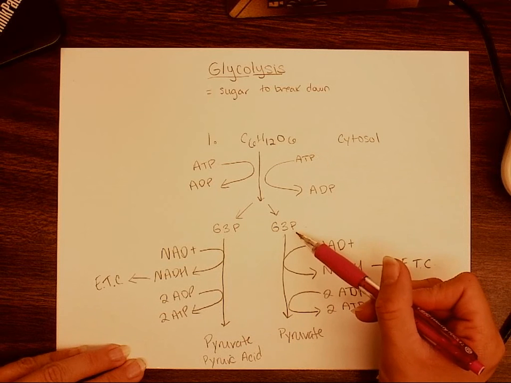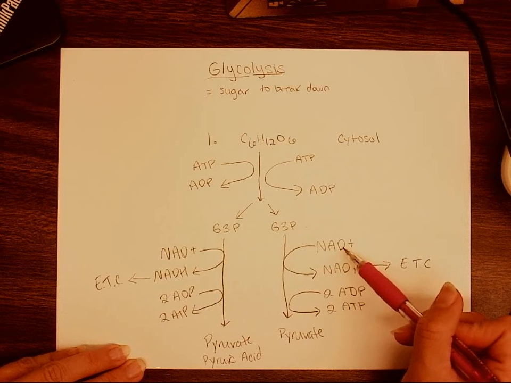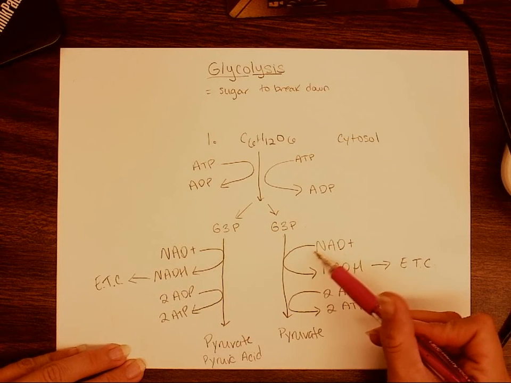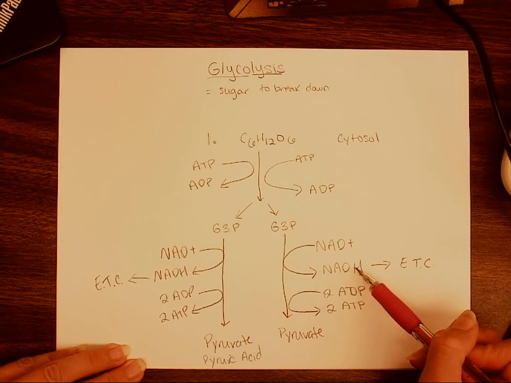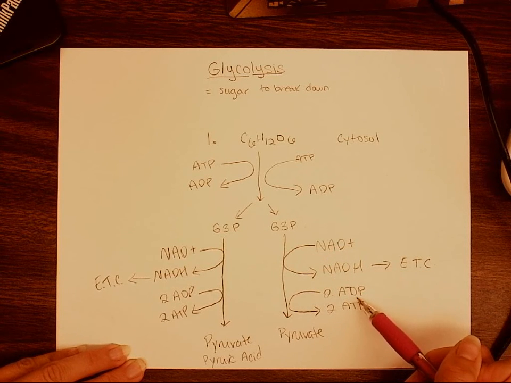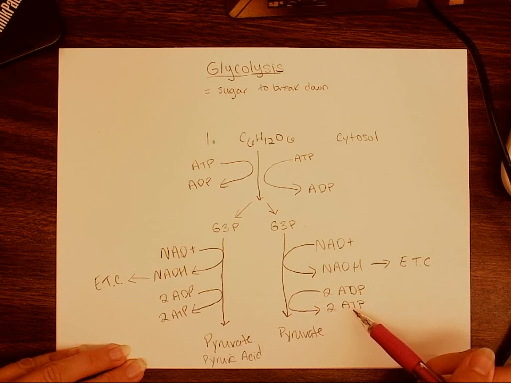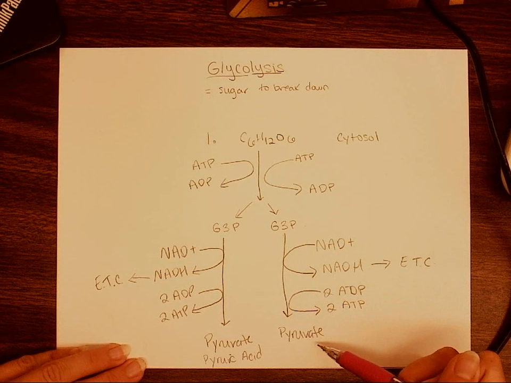Both of these G3Ps are going to be broken down in the same way. NAD plus is going to be our bus driver. It steals electrons off a G3P and turns into NADH, heads to the ETC. Then 2 ADP come in, and they're going to store energy and turn into ATP. This then is going to make pyruvate.